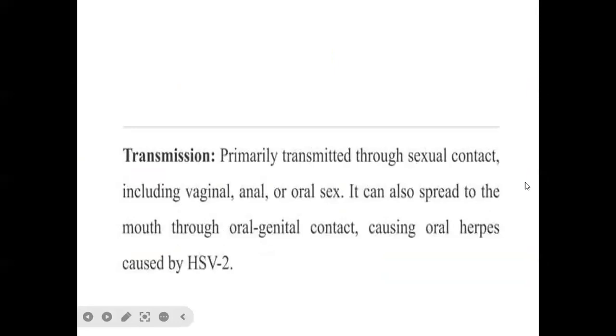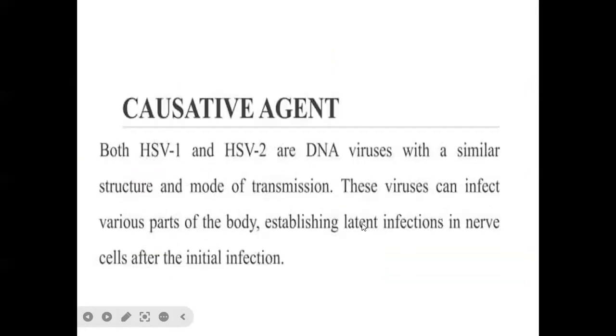Transmission is through sexual contact, including vaginal, anal, or oral sex. It can also be spread to the mouth through orogenital contact. Then the causative agents, as we had said, are HSV1 and 2. These viruses can infect various parts of the body, establishing latent infections in nerve cells after the initial infection. So basically what happens is it enters your body, affects the areas we've mentioned, then it can stay latent in your nerve cells, waiting for reactivation.